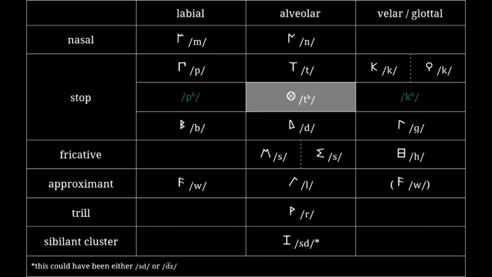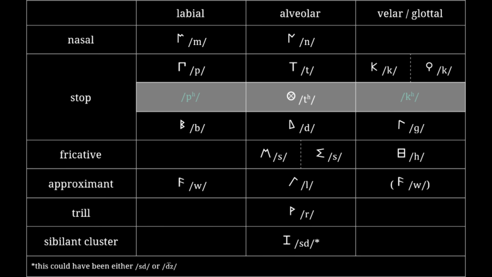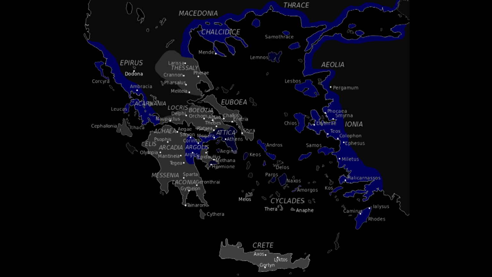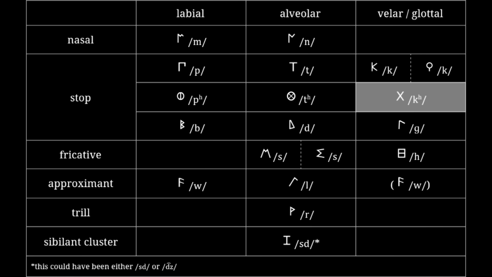And while the Phoenician emphatic alveolar stop was reused for the ancient Greek aspirated alveolar stop, new letters would still need to be created for the other 2 aspirated stops that were in the language at the time. One of these letters was phi, and as for the other one, well, this is where things begin to diverge. In some parts of ancient Greece, a letter you might know as chi was added for this velar aspirate.